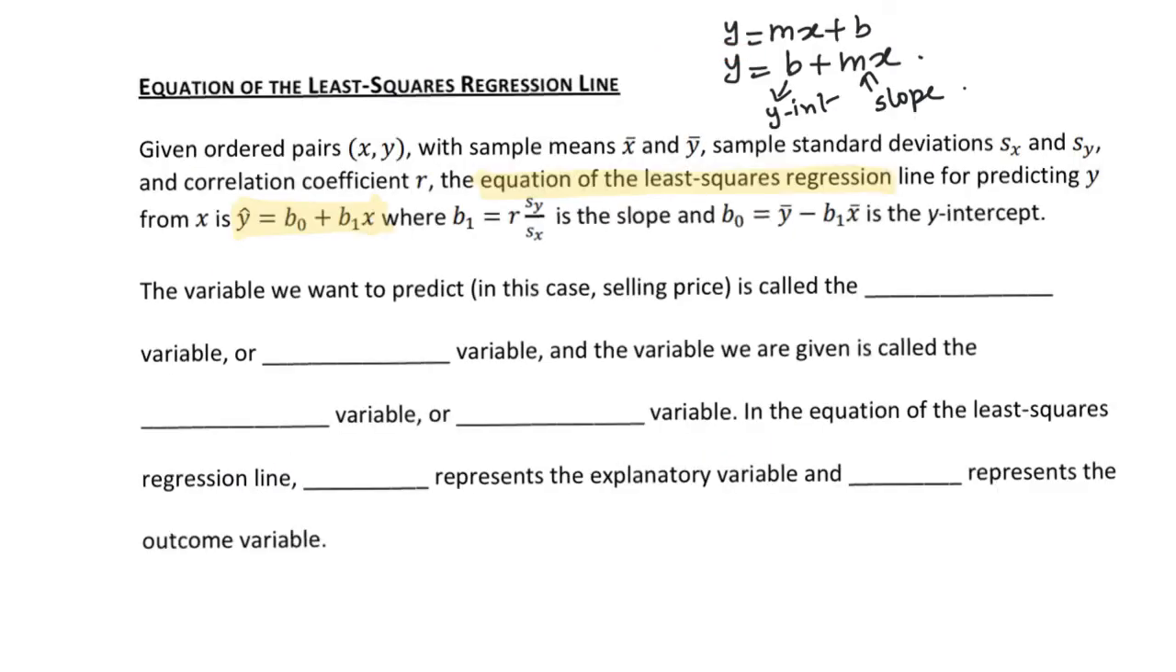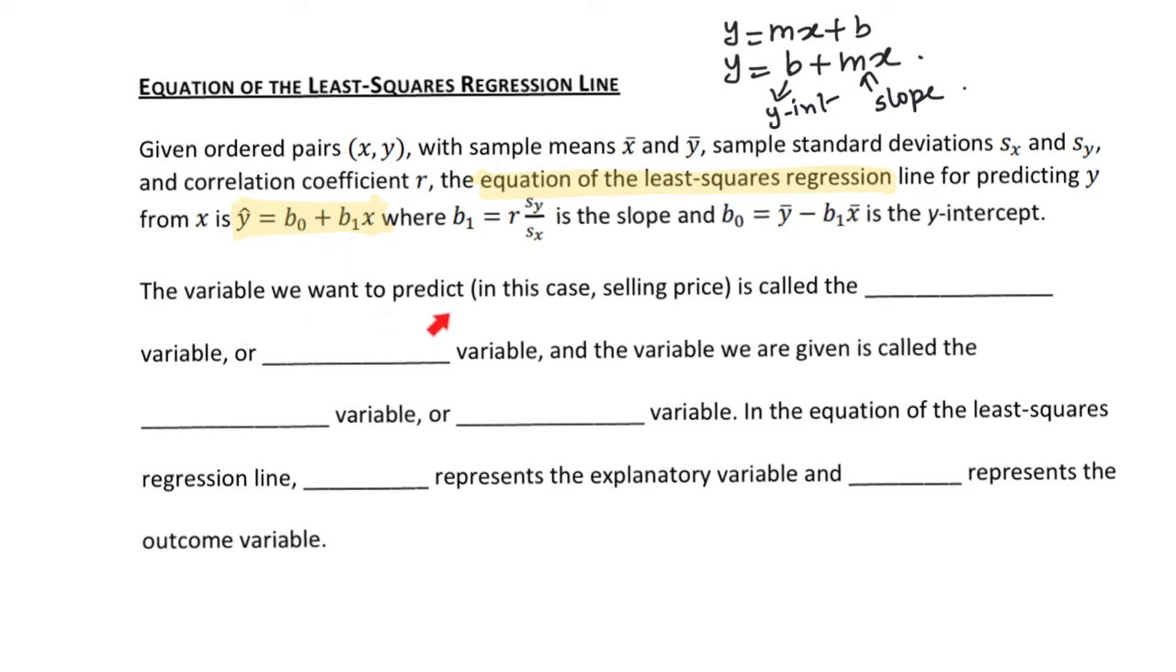Equation of the line is y equals mx plus b. We can rewrite this as y equals b plus mx. b is the y-intercept and m is the slope. Whatever the number attached with the x, that is the slope. The number we are adding, that is the y-intercept. The least squares regression line is also a line, so we can rewrite the equation in this form: y hat equals b naught plus b1x. Here b naught is the y-intercept and b1 is the slope.